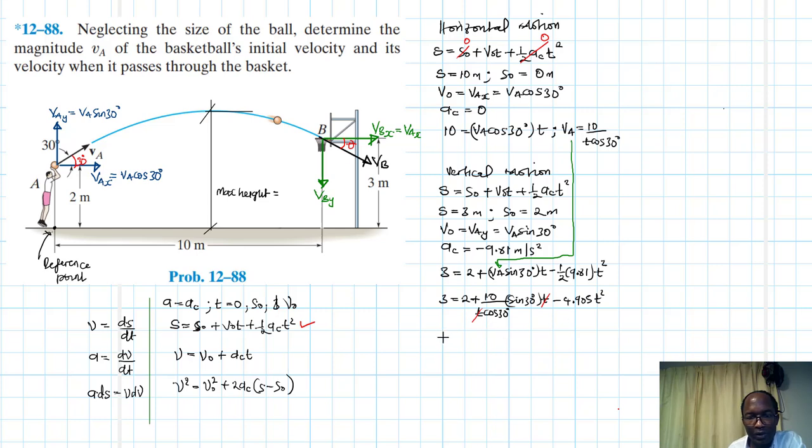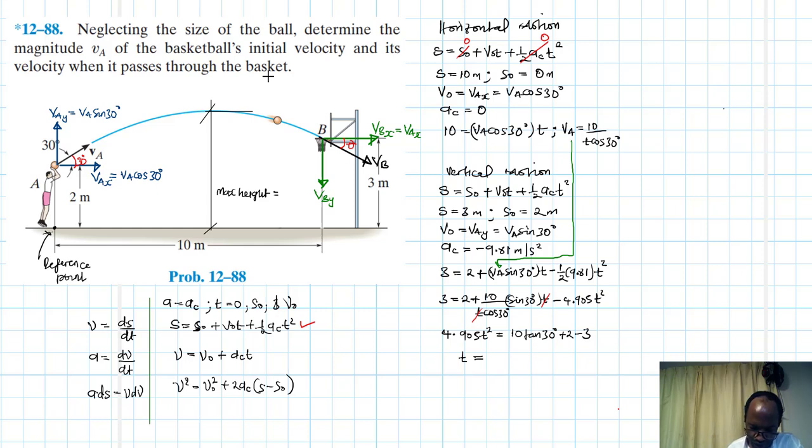Then what do we have? Let me bring this to the other side. I'll have 4.905 t squared equal to 10 tan 30 plus 2 minus 3. Therefore our t, plus or minus, but we are just interested in the positive value. We don't have negative time.